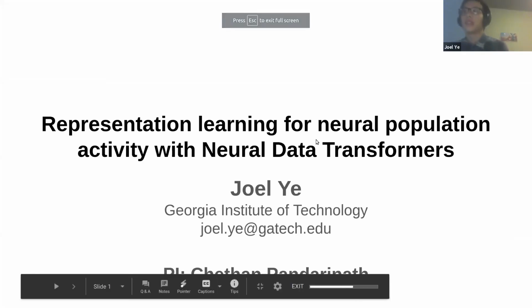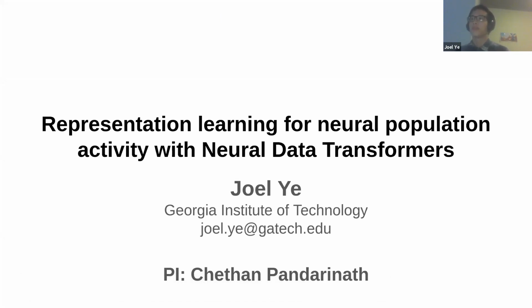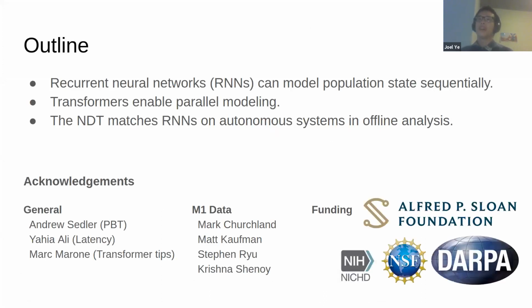Yeah, great. Okay, so I'll be talking about my work with neural data transformers. I apologize if some of the terms are overloaded from the previous presentations. They may have slightly different meanings here. So I'll start by talking about how recurrent neural networks, like the LFADS model we heard about earlier, can model neural population states sequentially, and a little more on what that means. And then I'll discuss how sequential modeling can be a problem and how this transformer architecture we're introducing enables parallel modeling. And finally, we'll show that this neural data transformer NDT architecture matches recurrent neural networks in modeling autonomous systems and offline analyses.